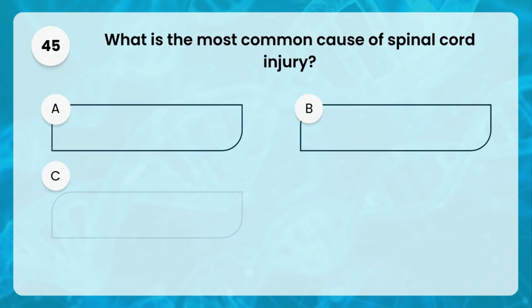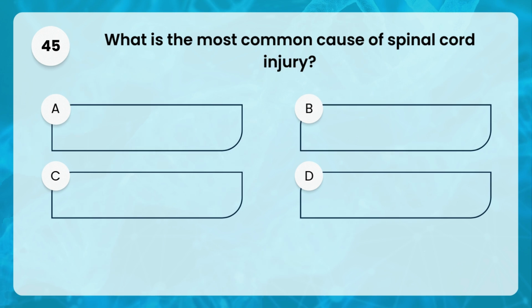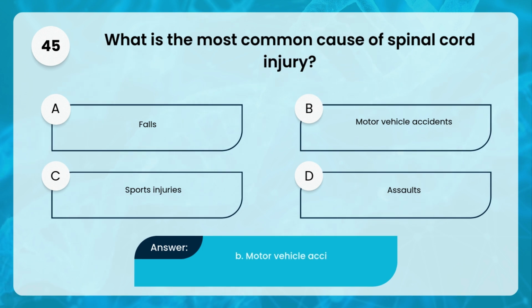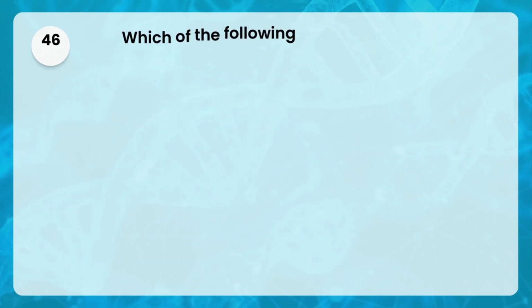Number 45. What is the most common cause of spinal cord injury? A. Falls. B. Motor vehicle accidents. C. Sports injuries. Or D. Assaults. The answer is B. Motor vehicle accidents.